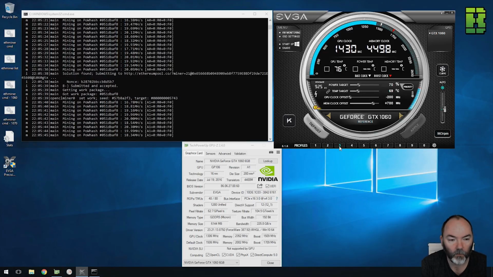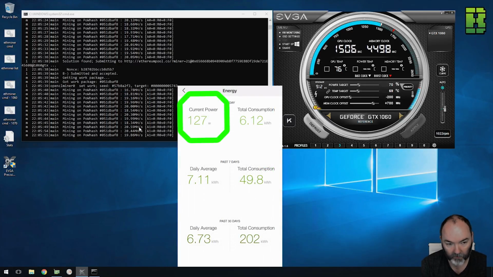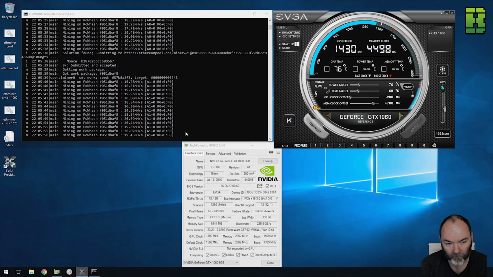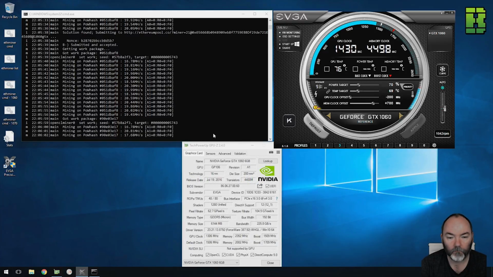So moving up to the next level, we've got 70% power. Everything else is the same. We're getting between 20s and 19s, and 18s, and 127 watts of power is being used. But we're starting to get into the early 20s, so you're probably going to get 18 to 20 megahash on this one.